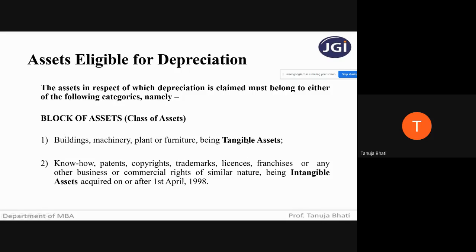I told you all tangible assets and intangible assets. Building, machinery, plant or furniture, which we can see, is a tangible asset. Know-how, patent, copyright, trademark, franchisee become intangible assets. So depreciation will be charged separately for tangible assets, separately for intangible assets.